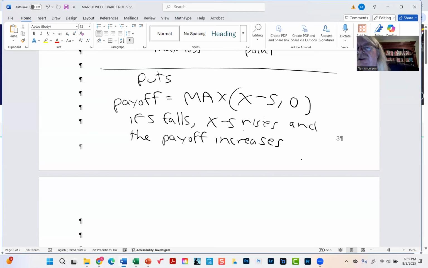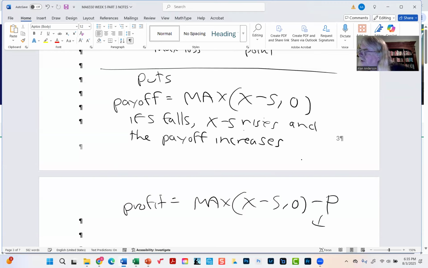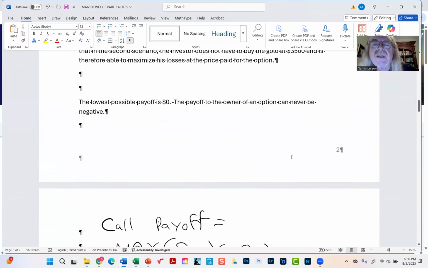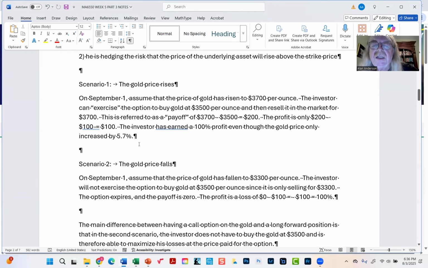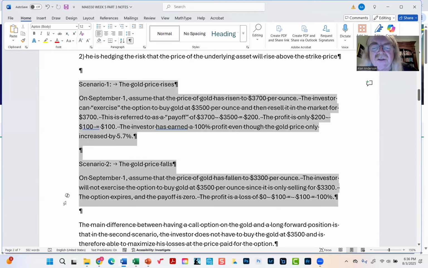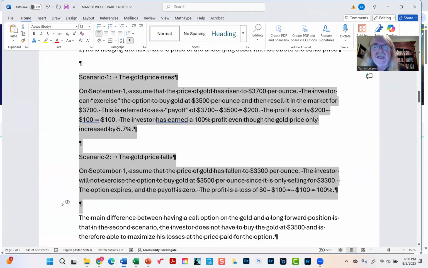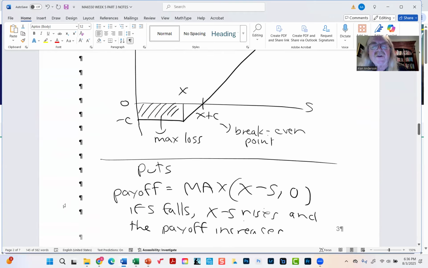So we reverse the two, but you still have to pay for this thing. So the profit will be the max X minus S and 0 minus P, where P is the put price. So, I mean, we could go through another example, but I think it's pretty clear that with the put, you would be exercising the put in scenario 2 rather than 1. In fact, if you want, what we can do is just copy these and make the changes. It won't take but a minute because we're just reversing everything.